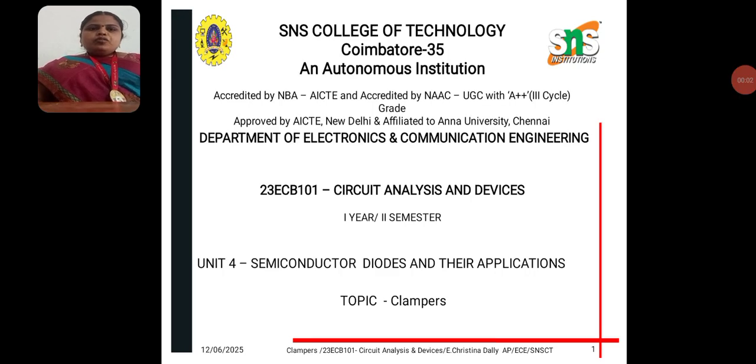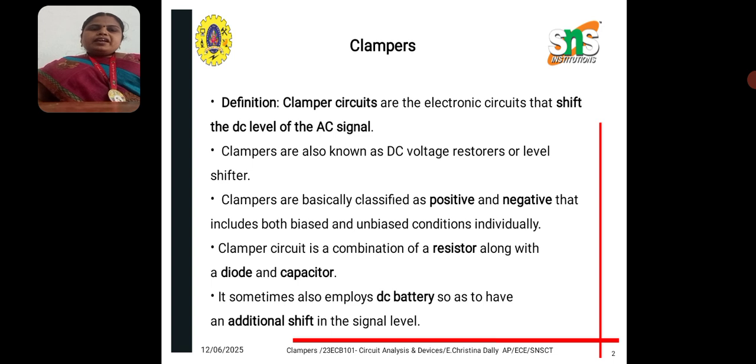Hi everyone, good morning. In this lecture series, we are going to discuss the topic of clampers. So what do we mean by clampers? We know that clamper circuits are electronic circuits that shift the DC level of signals. Clampers are also known as voltage restorers or level shifters.